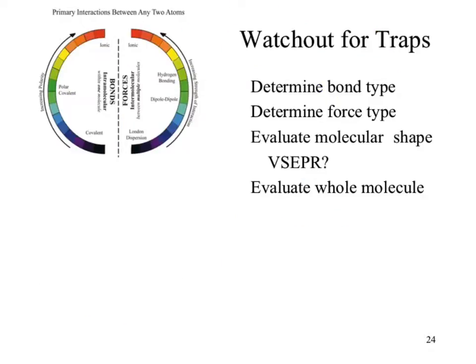Okay? We do need to watch out for some traps. We need to know the bond type, we need to know the force type, but then we also have to worry about molecular shape, okay, which gets into VSEPR models. Biochemistry, this is a relatively minor topic, but I wanted to at least address it. Why is it a minor topic for biochem?